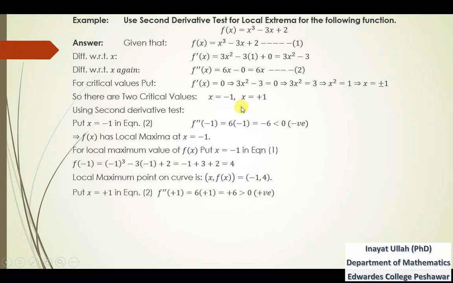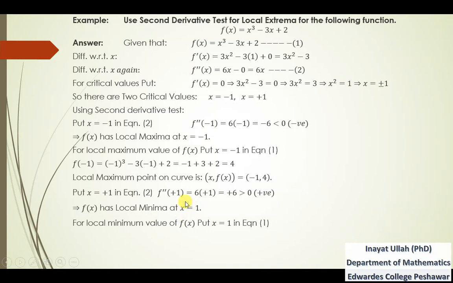Similarly, take the second value, x equal to plus 1, and put it in the second derivative of the function, because we are using the second derivative test. Whenever we put x equal to plus 1, we obtain that f double prime is positive. So whenever the second derivative of the function is positive, then we say that the function has a local minimum at x equal to 1.